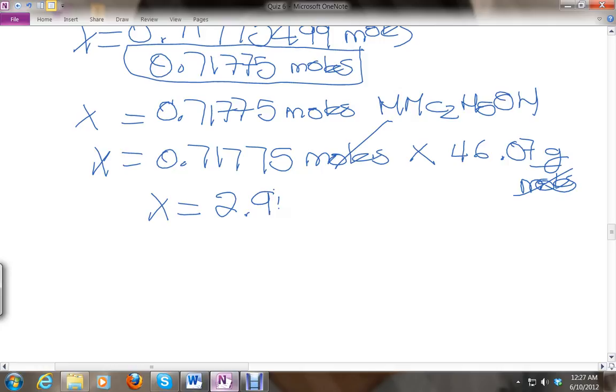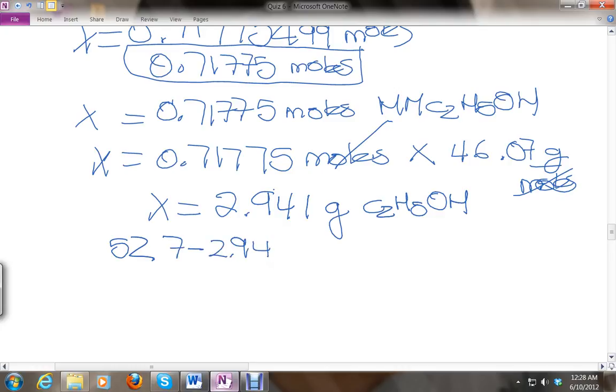So it's 2.941 grams of C2H5OH. So it's gonna be, how many grams did we have initially of methanol? 52.7 minus 2.941. I'm seeing that it's not gonna give me the right answer. I'm gonna stop the video and see what my mistake was here.